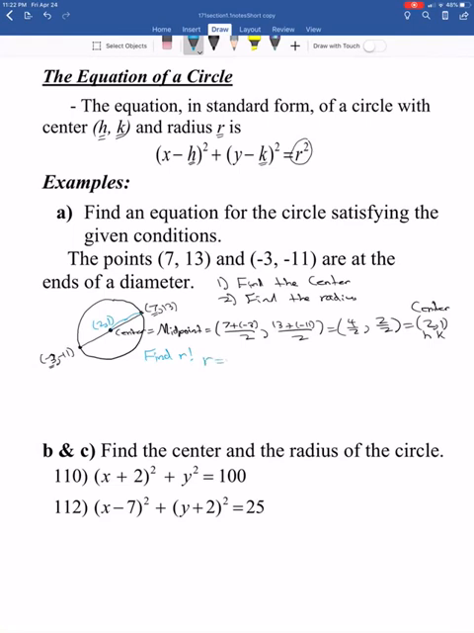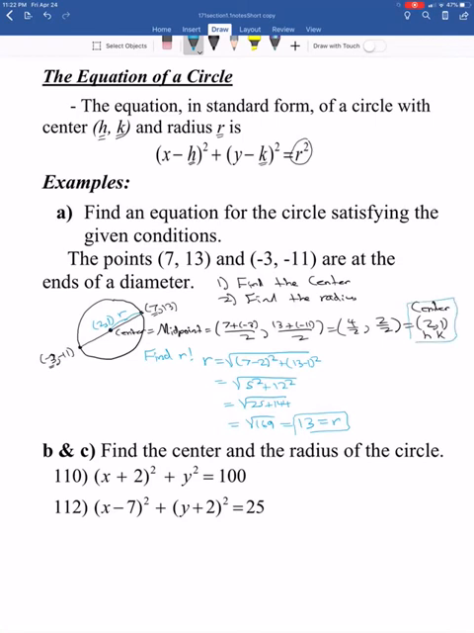So R is equal to the square root of the change in the x-coordinates, 7 minus 2 squared, plus the change in the y-coordinates, 13 minus 1 squared. That's the square root of 5 squared plus 12 squared, which is the square root of 25 plus 144, which is the square root of 169, which we can simplify. The perfect square is 13. So our radius, which is our distance from the center to any point on the circle, is 13 units. So now we have everything to write the equation.